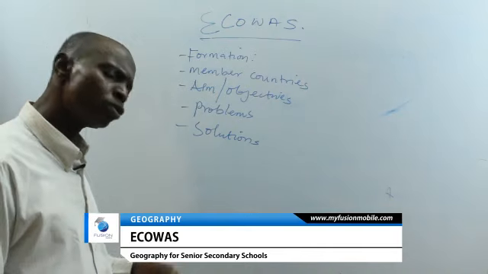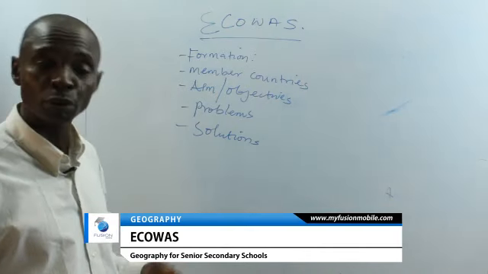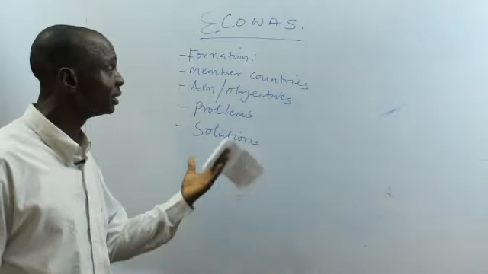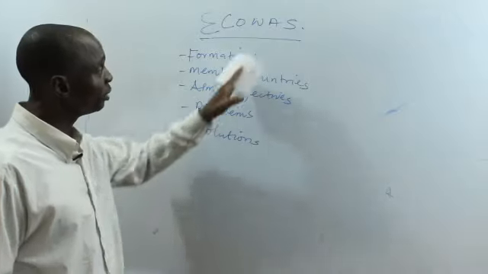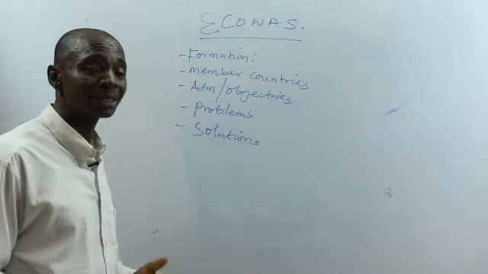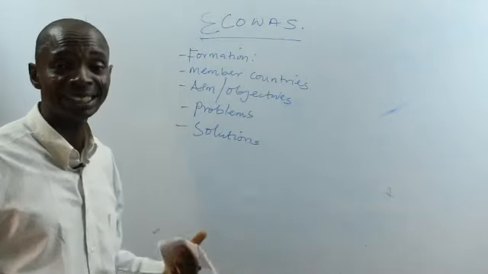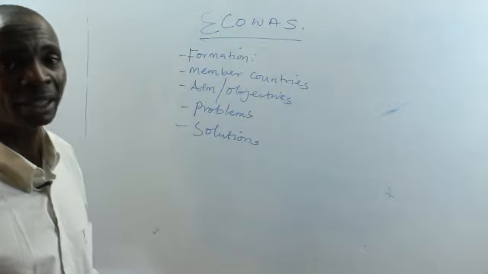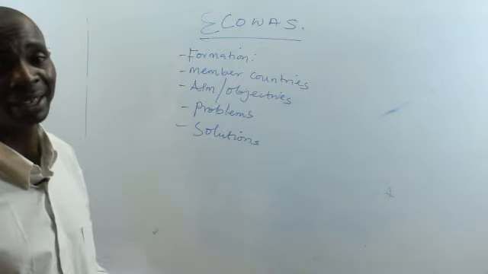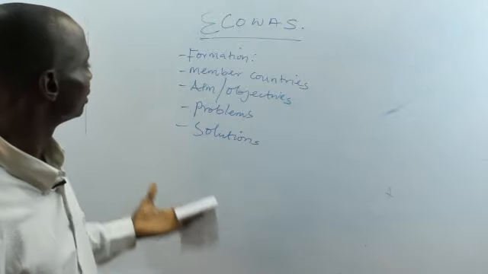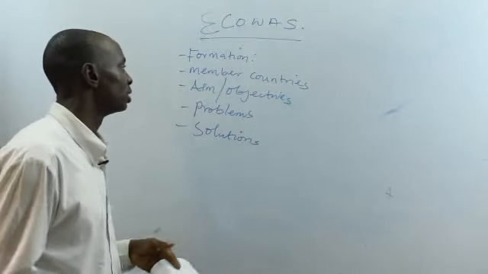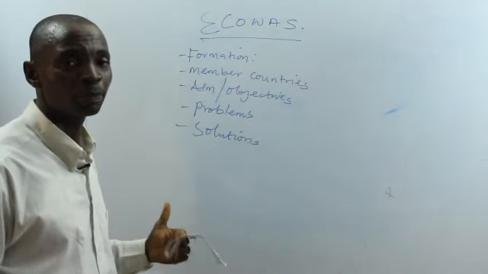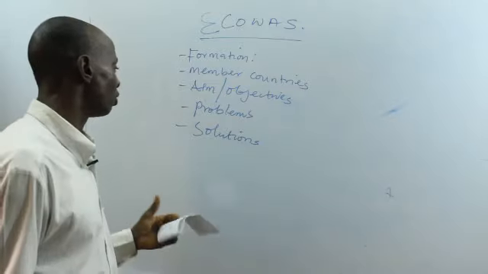Then finally, we look at political instability. Political instability is another. Many of the ECOWAS countries or ECOWAS states, some of them will have a sit-tight president that does not want to go. And because of that, there is political instability here and there. So these constitute a lot of problems to the effective implementation of the policies and programs of ECOWAS.